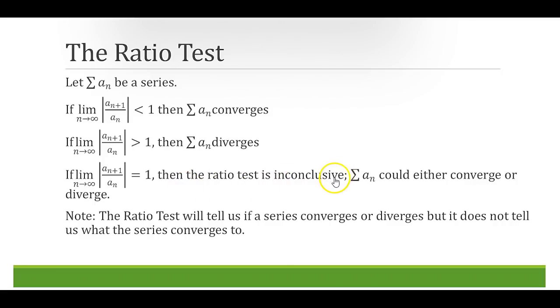And if the limit as n approaches infinity of this ratio equals 1, then the ratio test is inconclusive. The sum of a sub n could either converge or diverge, so we would need to use another test to determine whether the infinite series converges or diverges. We want to note that the ratio test will tell us if a series converges or diverges, but it does not tell us what the series converges to.